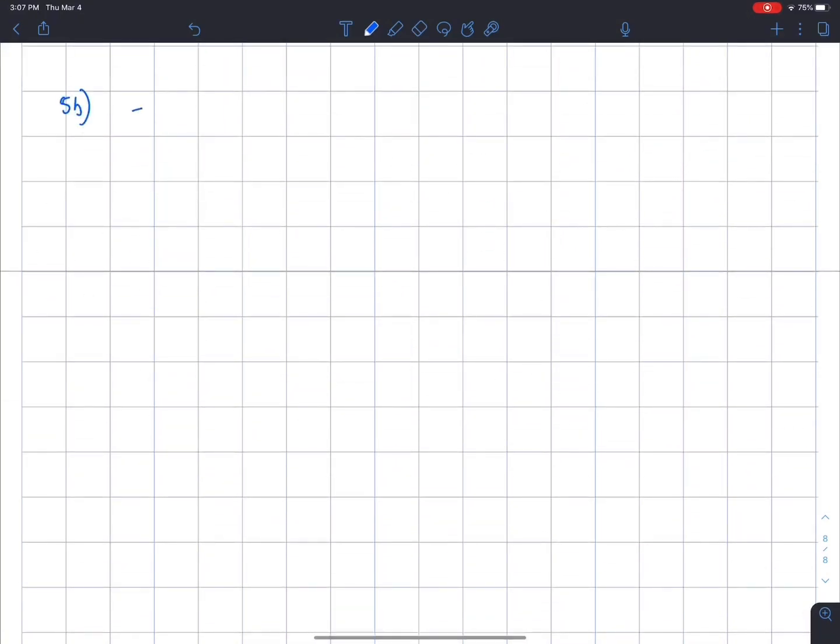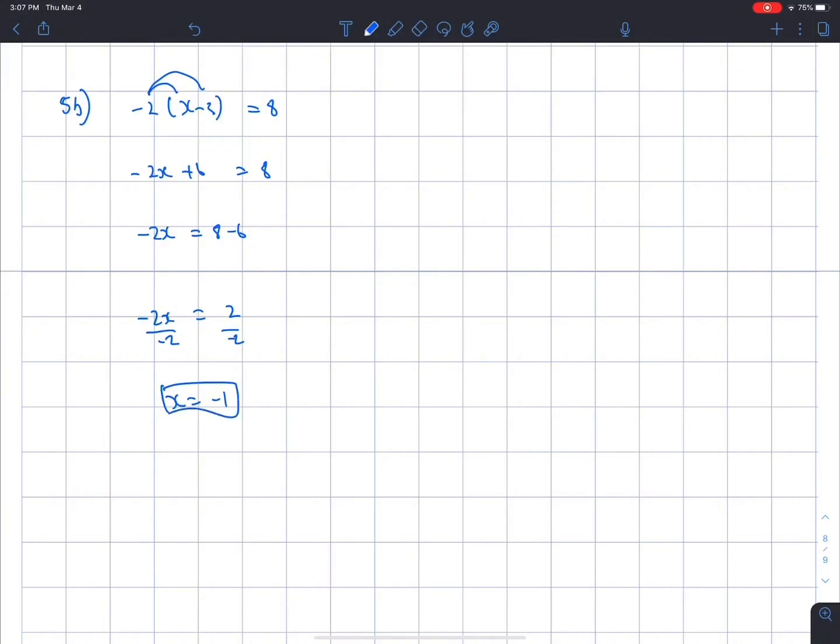5b, negative 2 bracket x minus 3 equals 8. So we can distribute in, we get negative 2x, negative 2 times negative 3 is positive 6, equals 8. Negative 2x equals 8 minus 6. Negative 2x equals 2. Divide both sides by negative 2. We get x equals negative 1.